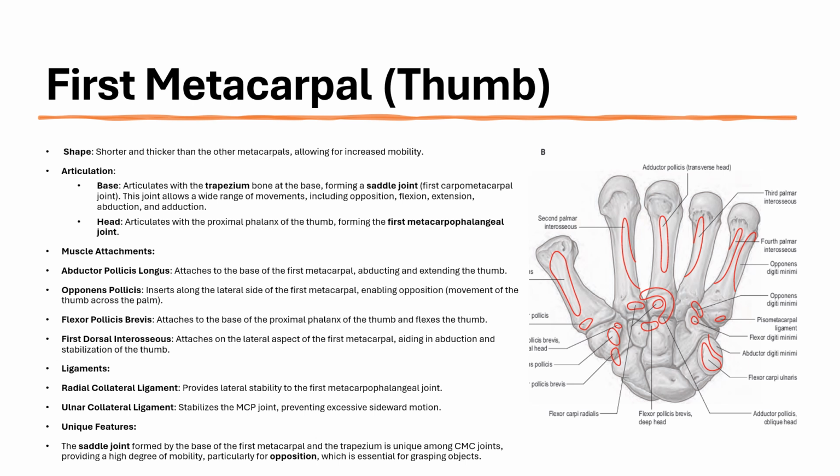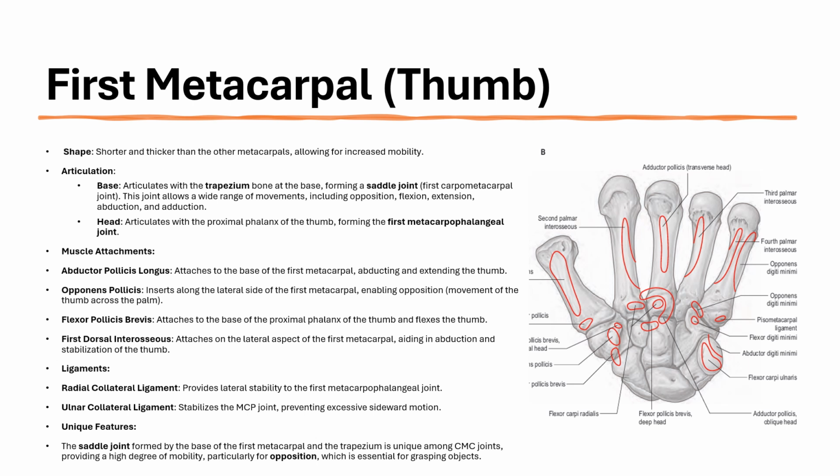When we talk about ligament attachments, the radial collateral ligament and ulnar collateral ligament are present. The radial collateral ligament, also known as the lateral collateral ligament, provides lateral stability to the first metacarpophalangeal joint, and the ulnar collateral ligament, or medial collateral ligament, stabilizes the MCP joint, preventing excessive sideward movements.